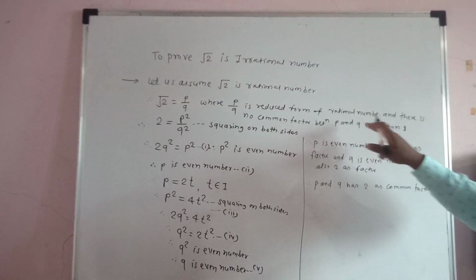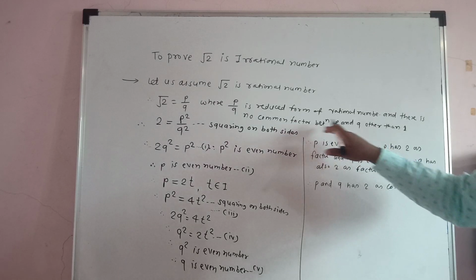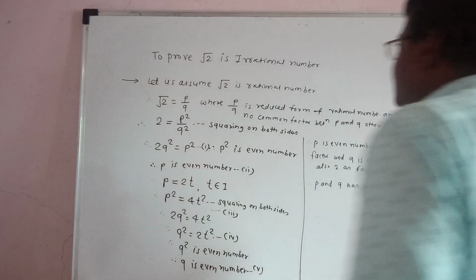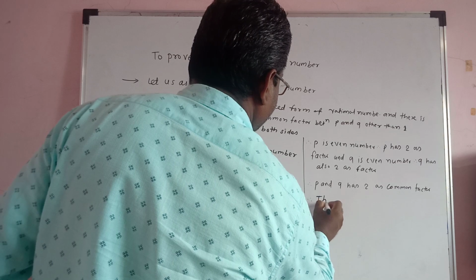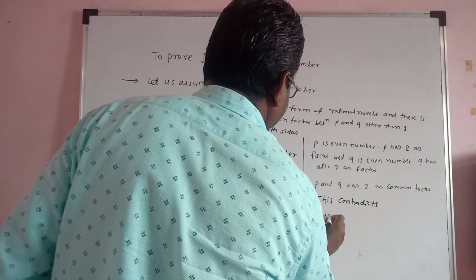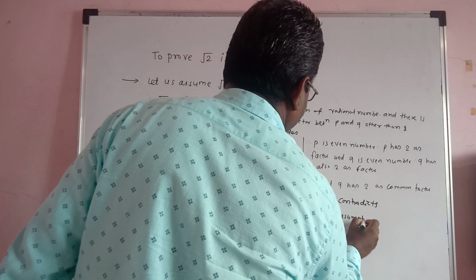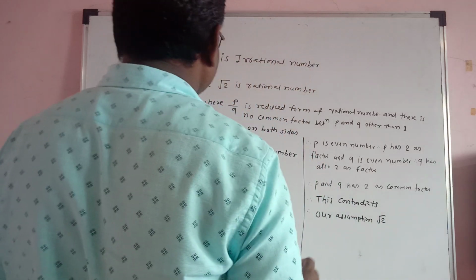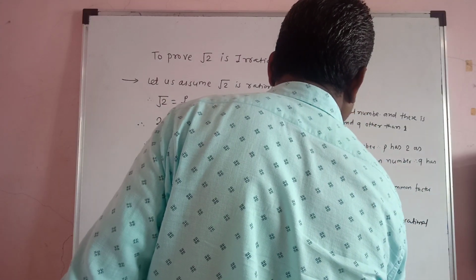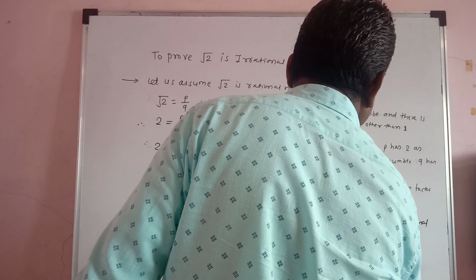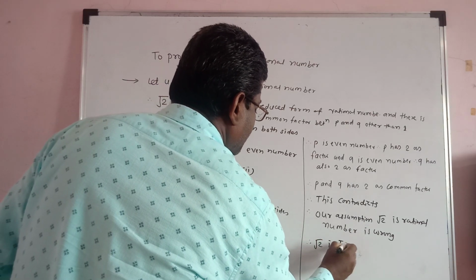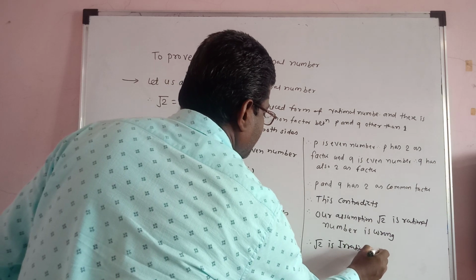But here we have written that p and q have no common factor. Therefore, this is contradictory. Therefore, our assumption that root 2 is a rational number is wrong. Therefore, root 2 is an irrational number.